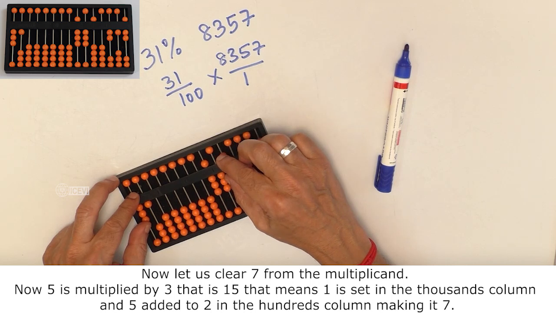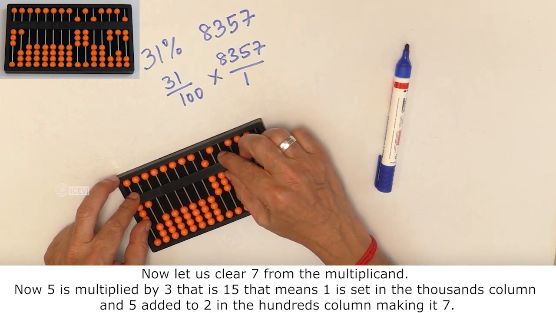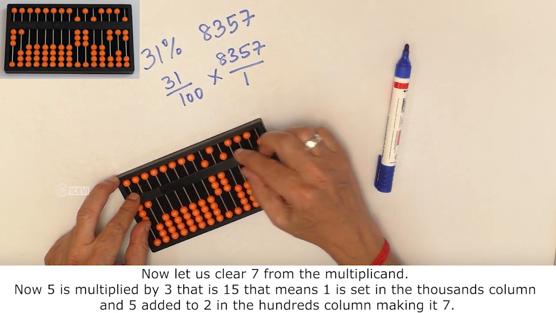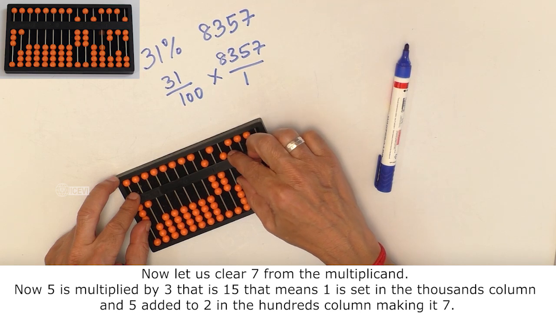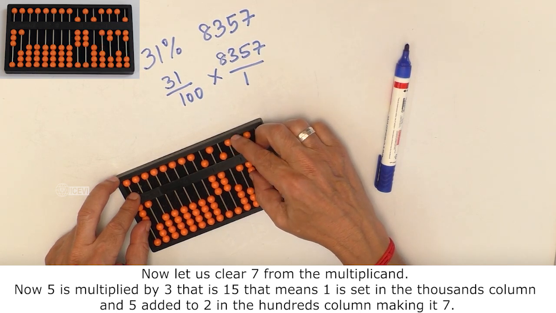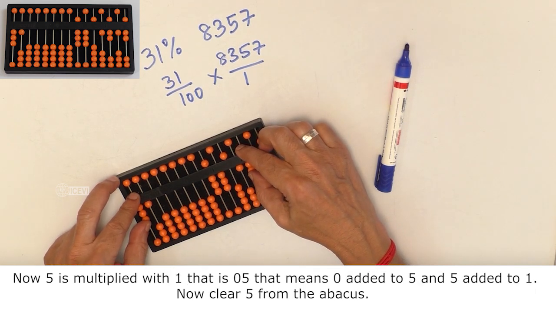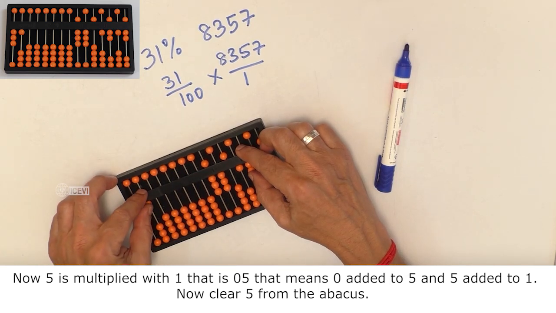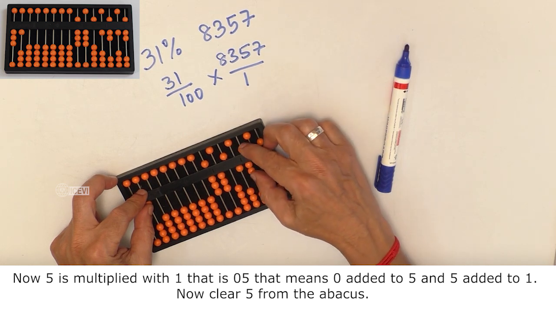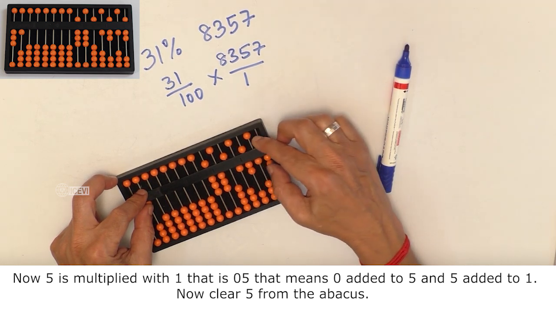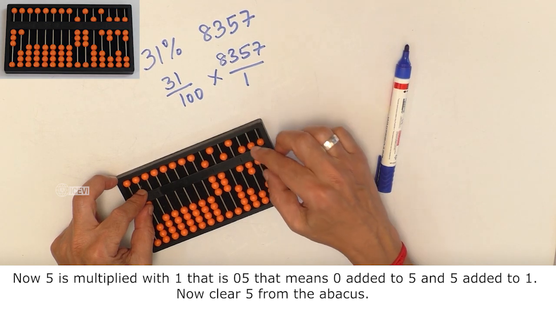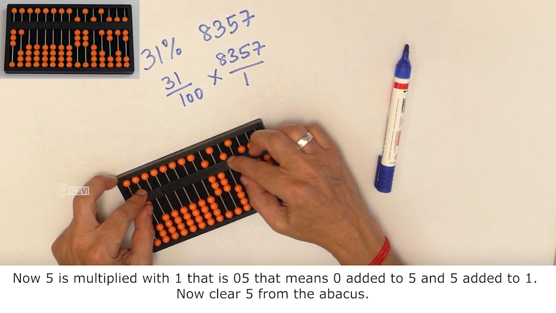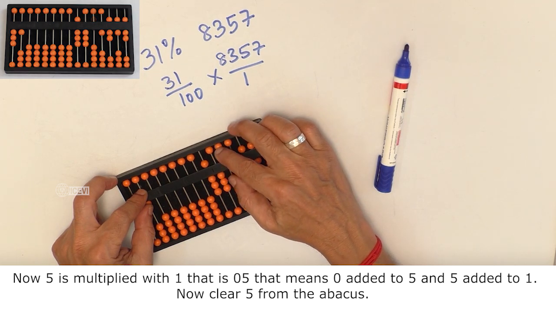Now multiply 5 with the 3, which is the highest digit of the multiplier. Now we get 15. That means 1 is set in the thousands column and 5 is added to 2 in the hundreds column, making it as 7. Now 5 is multiplied with 1, that is 0, 5. That means 0 added to 5 and 5 added to 1 in the tens column. Now clear 5 from the abacus.